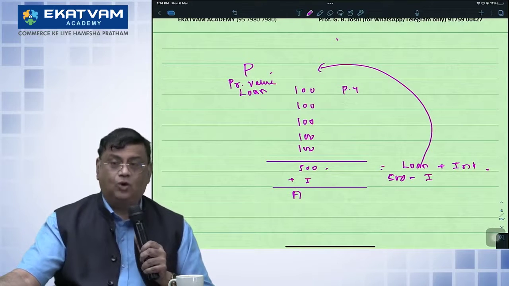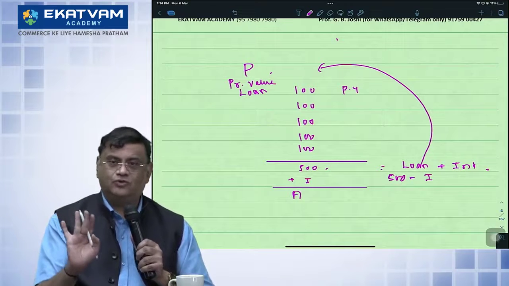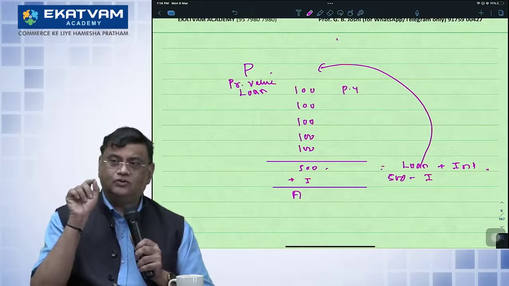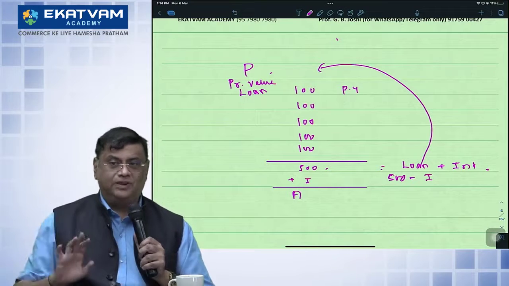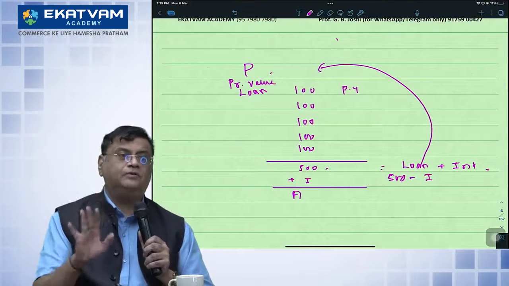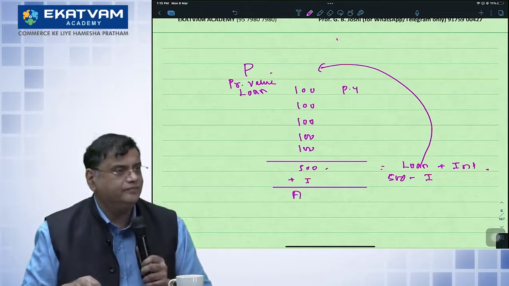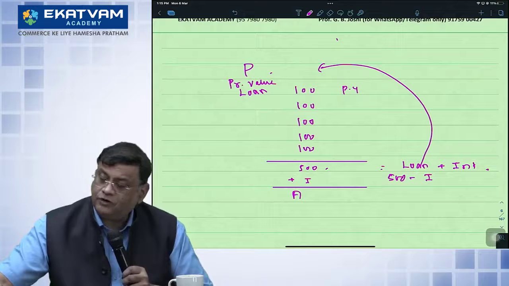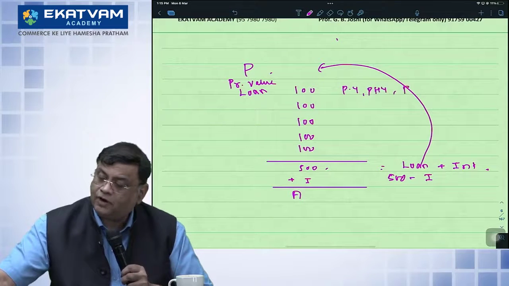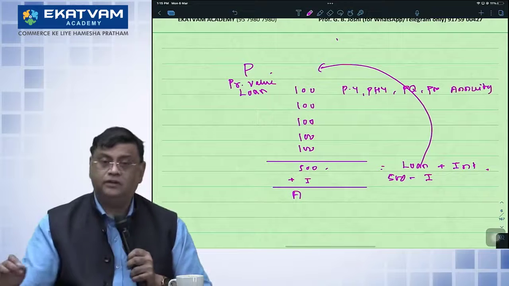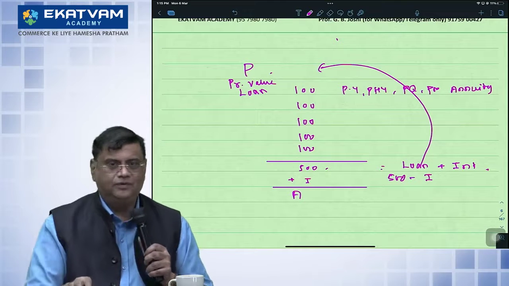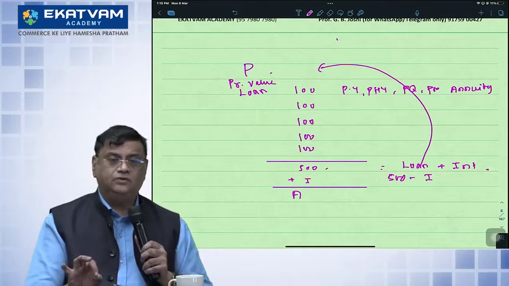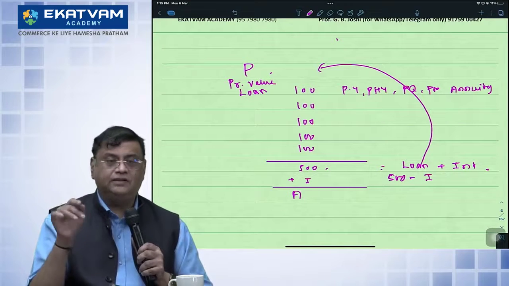Whether it is the loan problem or the deposit problem, in both cases what is happening is that you are paying something per month, per quarter, per half year, per year. In this case we said per year. What you pay per year, per half year, per quarter, per month is annuity. So what is annuity? It is a payment made on installment basis, part by part. Annuity is the installment paid in case of loan.